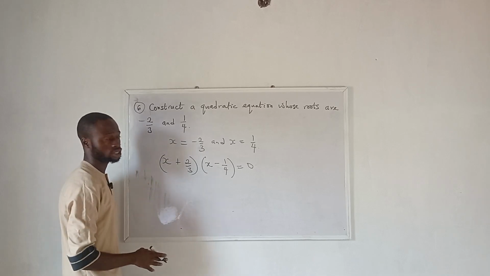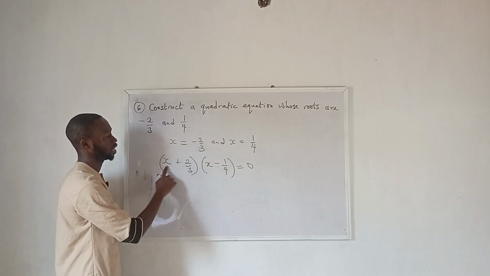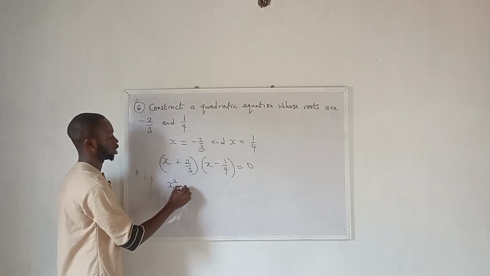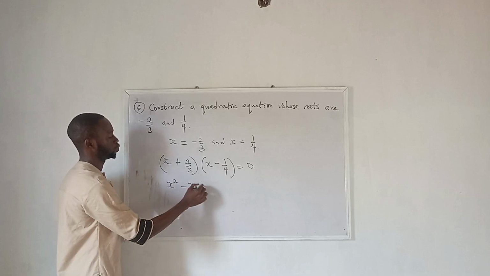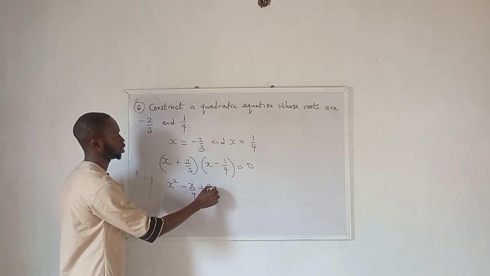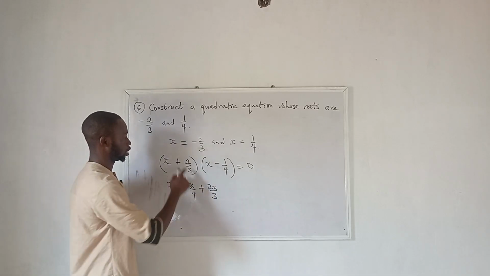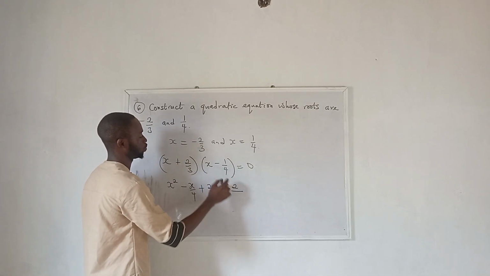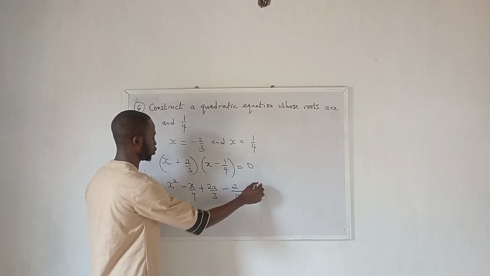I can expand this. If I expand this, what would I have? x times x will give me x squared. If I do x times this, I would have x over 4 plus 2 times this will give me 2x over 3. Then plus times minus is minus. 2 times 1 is 2. Then 3 times 4 is 12. Equals 0.